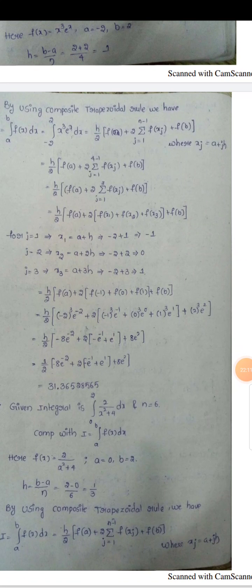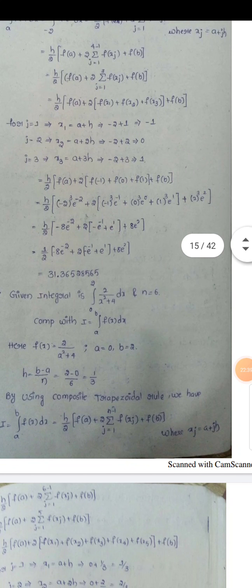Given integral is integral 0 to 2 of 2 by x square plus 4 dx and n equals to 6. Comparing with I equals integral a to b f of x dx, here f of x equals 2 by x square plus 4, a equals 0, b equals 2. h equals b minus a by n equals 2 minus 0 by 6 equals 1 by 3.